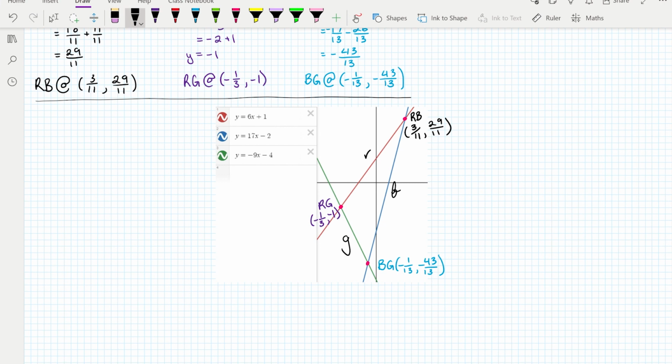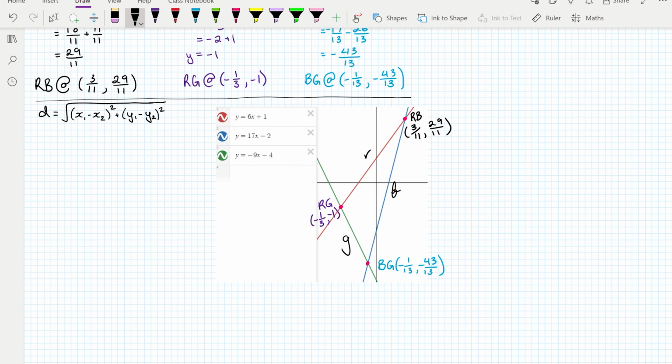Now we're using our distance formula, which comes from Pythagoras. So our distance formula, distance between 2 points, is given by the square root of (x1 minus x2) squared plus (y1 minus y2) squared. That's derived from Pythagoras' theorem, where a squared plus b squared equals c squared, where c is the longest side or the hypotenuse of a right-angled triangle.